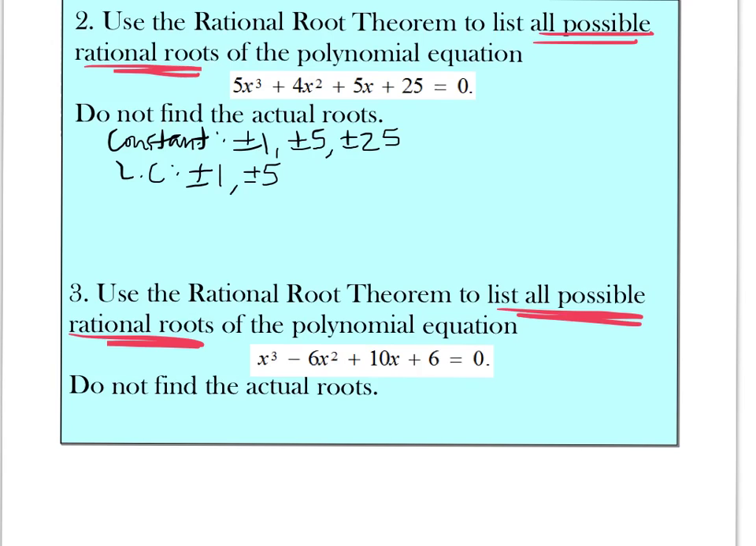So your answers you should get are plus or minus 1, plus or minus 1/5, plus or minus 5, and then 5 divided by 5 is 1 again, so I don't have to write that again.